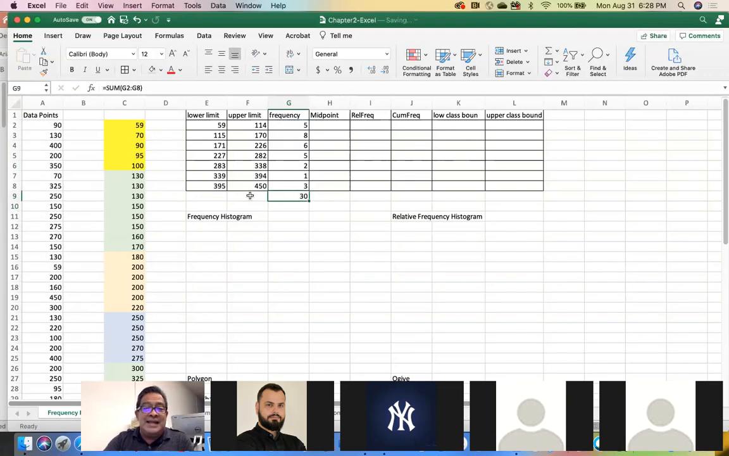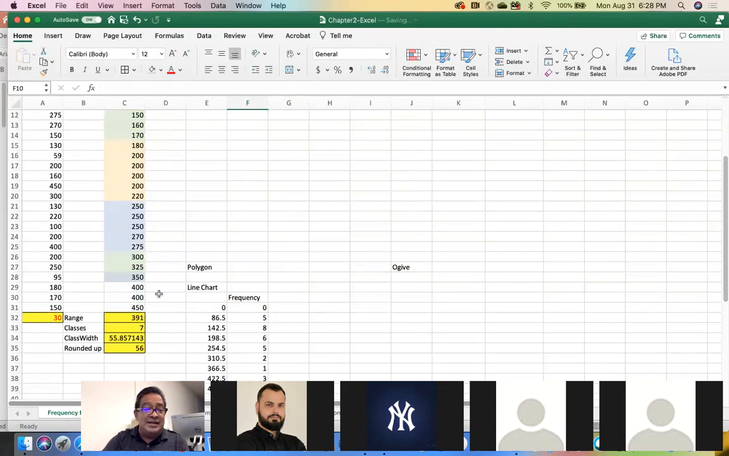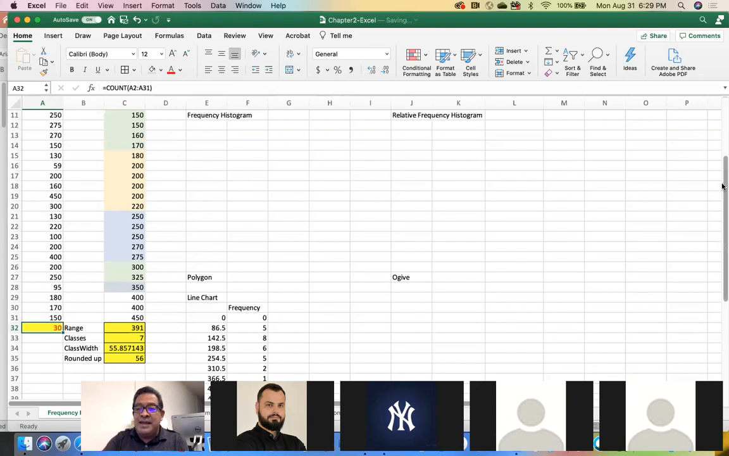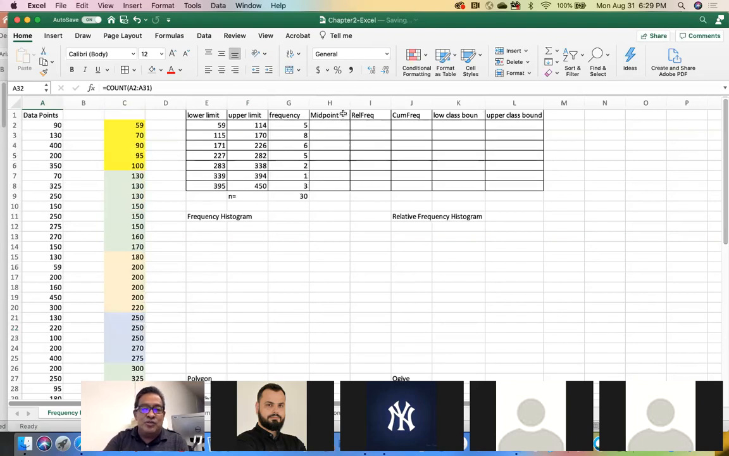So my data set, my sample size is going to be equal to 30, which is exactly what I did here. I counted electronically all the elements of my list, and I realized that it's 30. So I didn't make any mistake. I was very careful to do this.